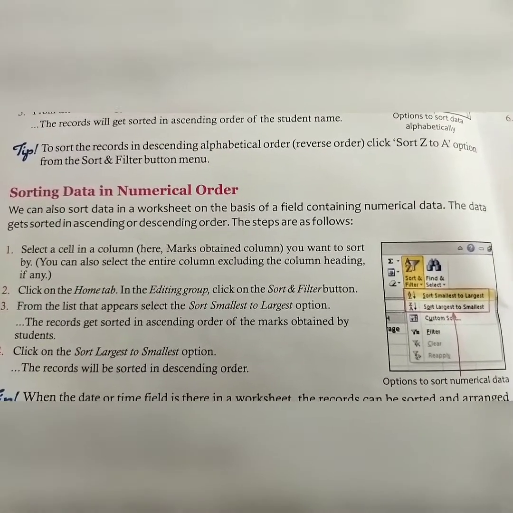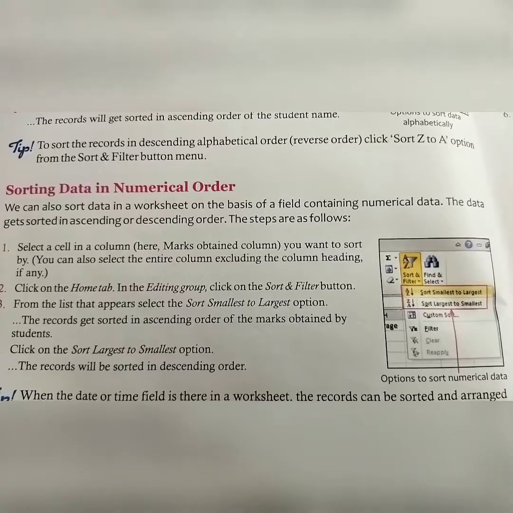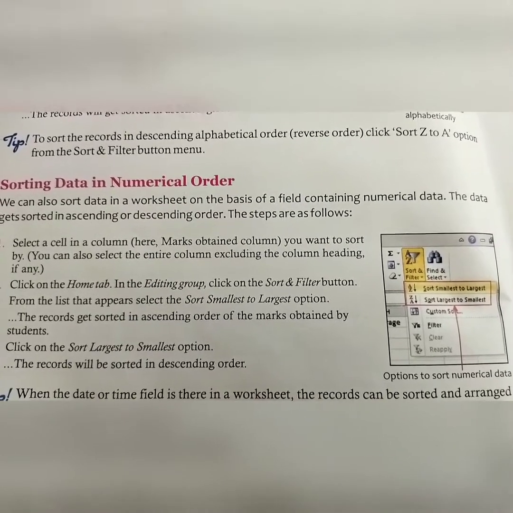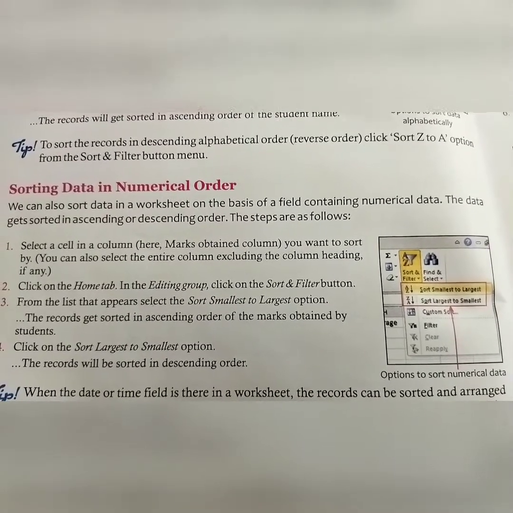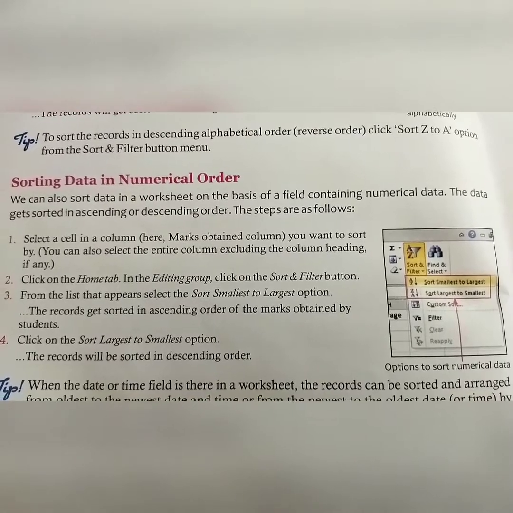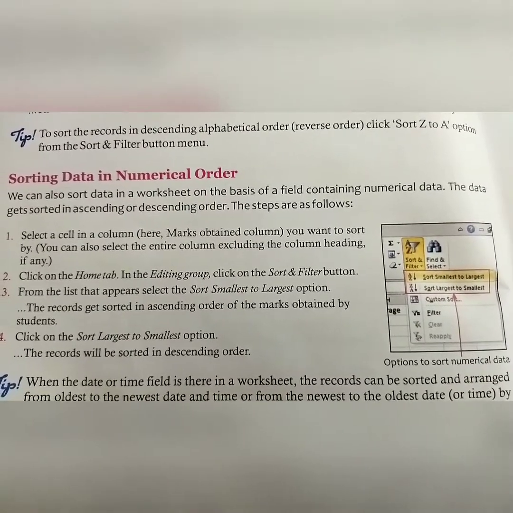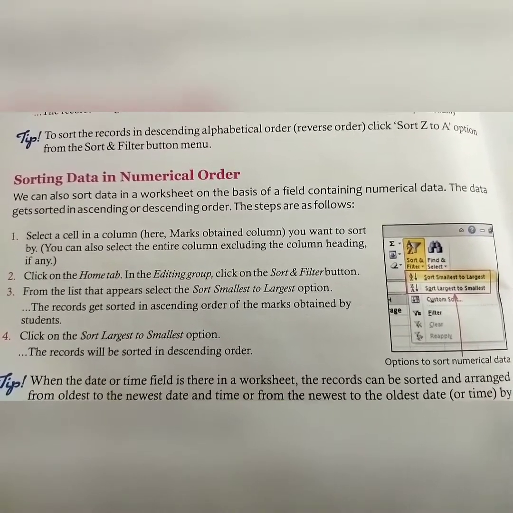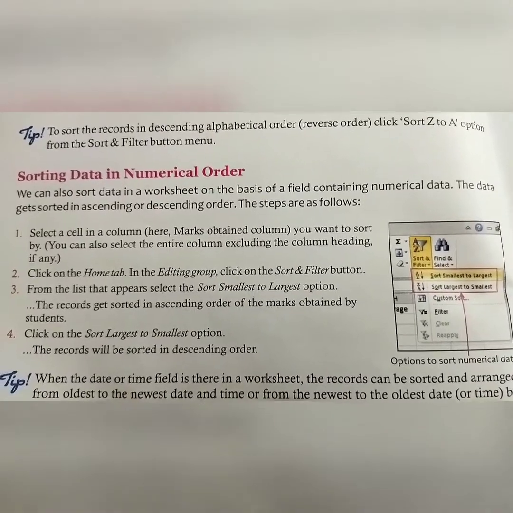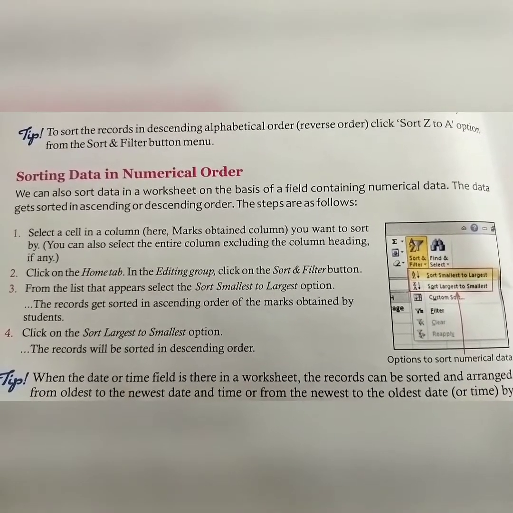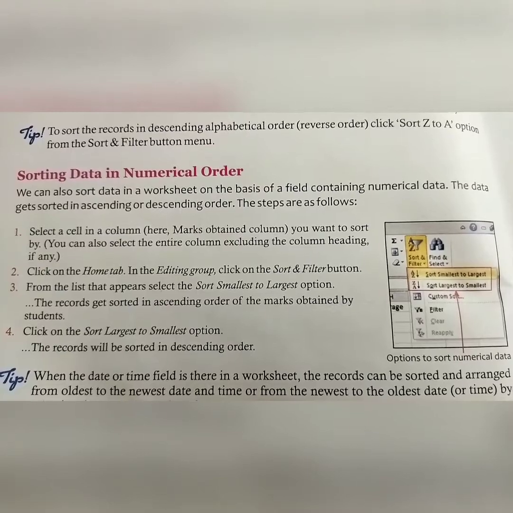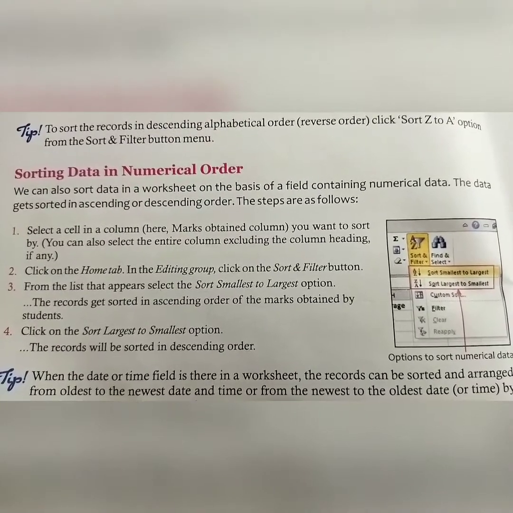Then you can also select the entire column excluding the column heading, if any. Then press the Home tab, then Editing group, and choose the Sort and Filter button. From the list that appears, choose the Sort Smallest to Largest option, right? Then the records get sorted in ascending order of the marks obtained by the student.